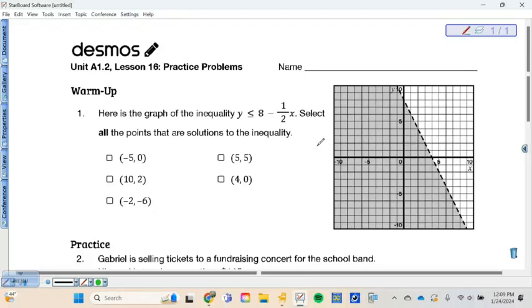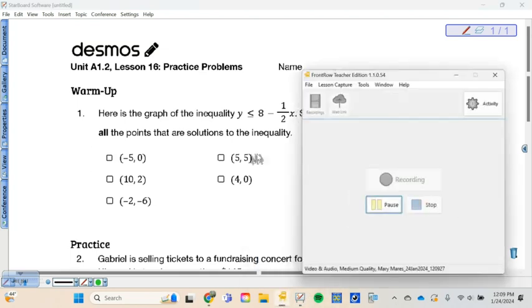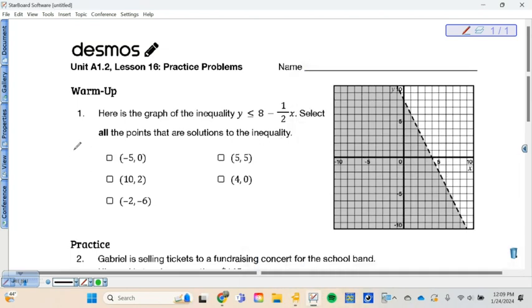Notes on it, and there's a section that says warm up. Okay, so in number 1, the warm up, this is like practicing what we did yesterday. So I have this inequality, y is less than or equal to 8 minus 1/2 x. And then I have a graph of this inequality. Do you notice a mistake that they made on the graph?